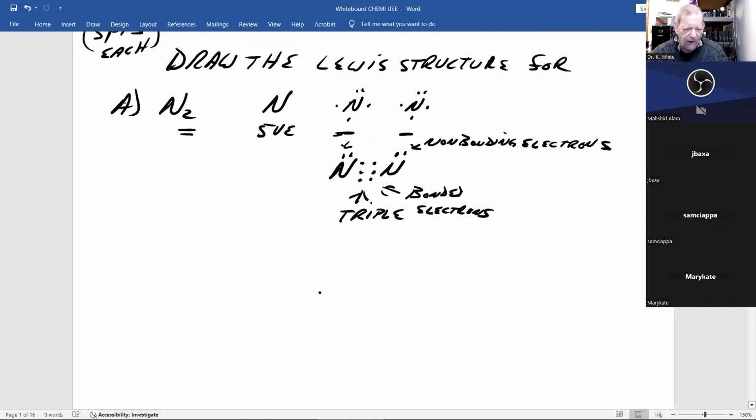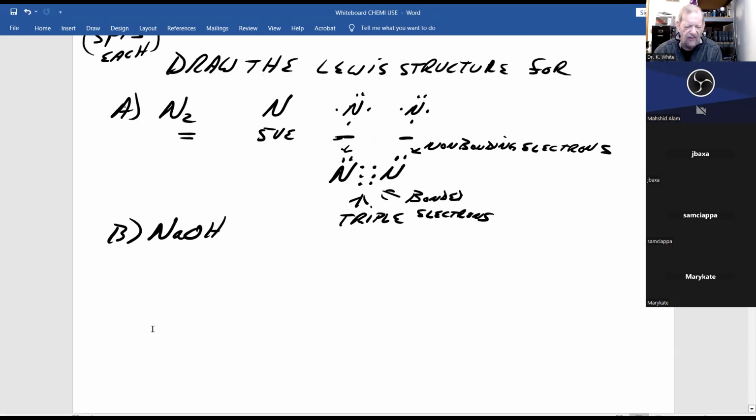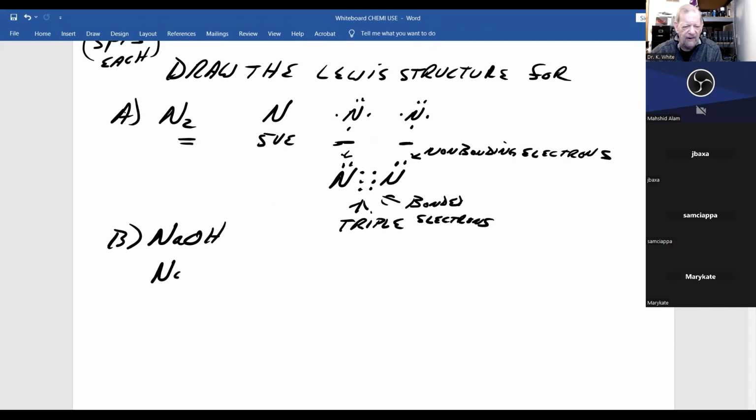Now let's do one more. And this is sodium hydroxide, a chemical widely used in the chemical industry. And the question is, draw the Lewis structure. Now, there's something important I need to teach you right now, or hopefully you learned it from my videos. Sodium has one valence electron, oxygen 6 valence electrons, hydrogen 1 valence electron.